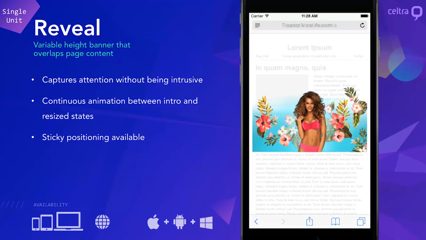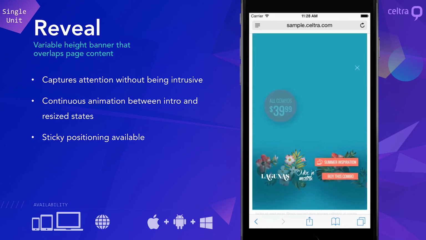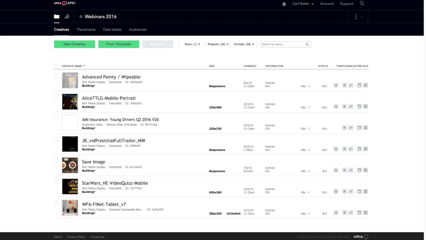Our Reveal format is a variable height banner that overlaps the page content. It captures attention without being intrusive. It has continuous animation between intro and resize states, and sticky positioning is available in the ad tag generator. So that's it for our mobile ad formats. Now let's take a look at the actual AdCreator.